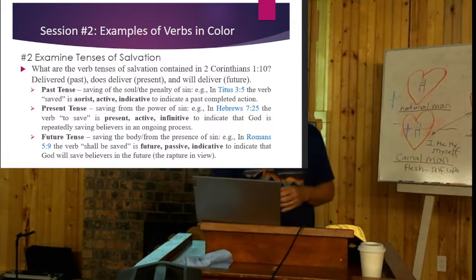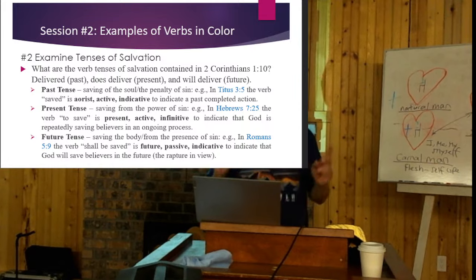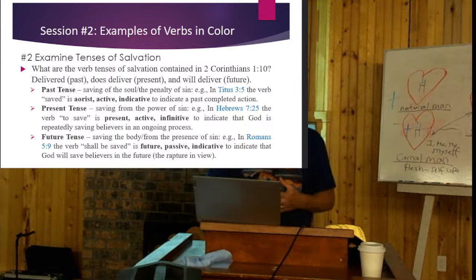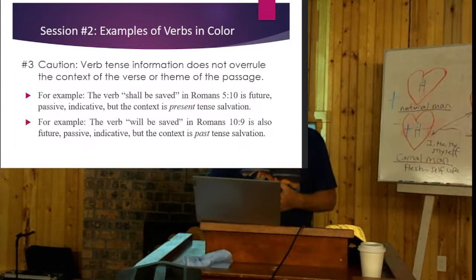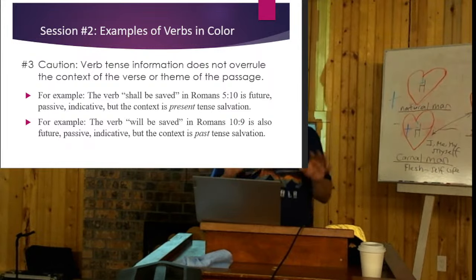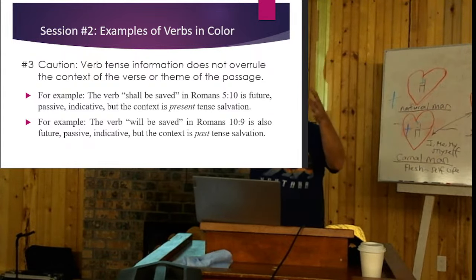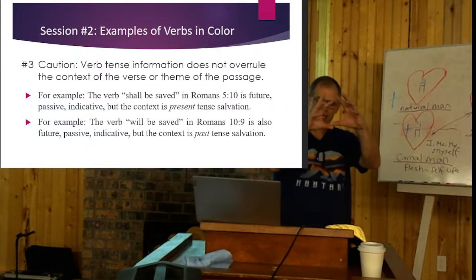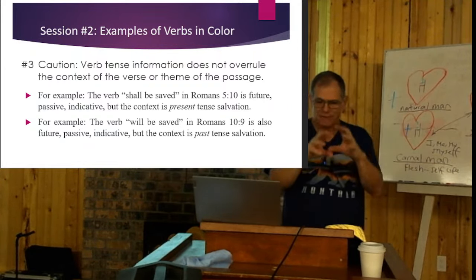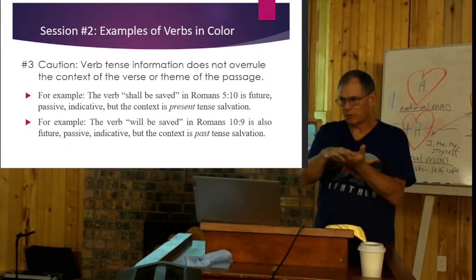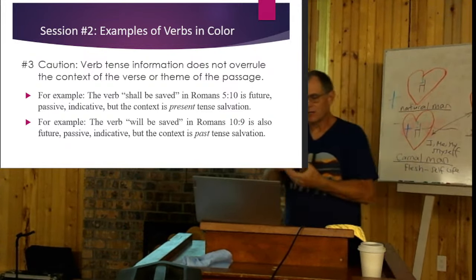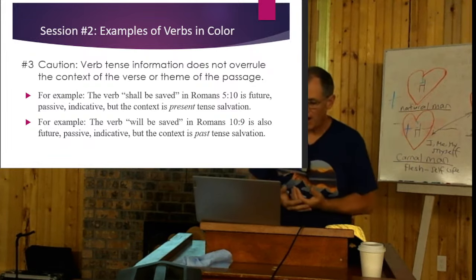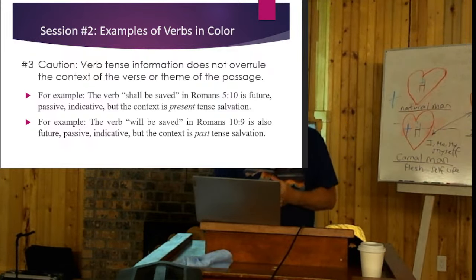But I want to give a caution here, and this is very important: verb tense information does not overrule the context of the verse or theme of the passage, all right? It's absolutely context, context, context. When you're trying to lay hold of the meaning of a passage, you need to know the context of what Paul's talking about in the immediate verses, the theme and context of the book, before you make a conclusion. So we're in Romans 5. I just want to show you an example of this.